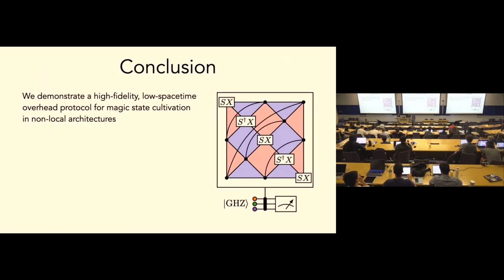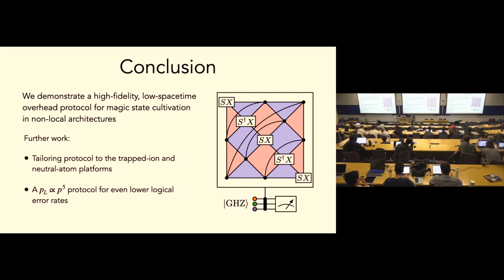So that brings me to the end of my talk. We have demonstrated a high fidelity, low space-time overhead proposal to produce magic states. In particular, this is compatible with non-local architectures such as trapped ions and neutral atoms because it uses a fold transversal gate.